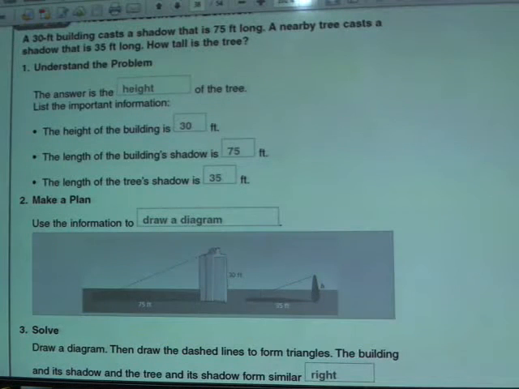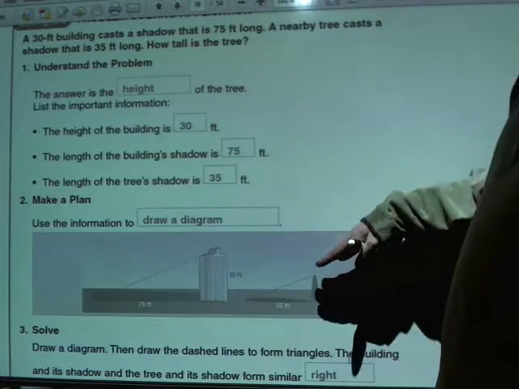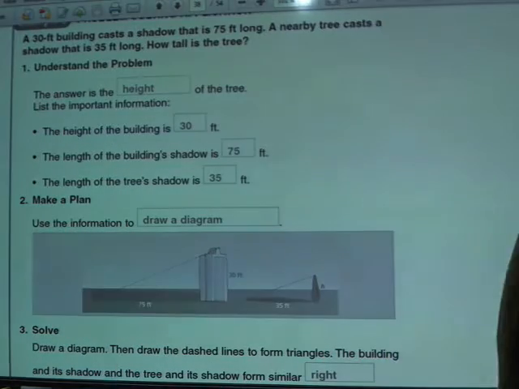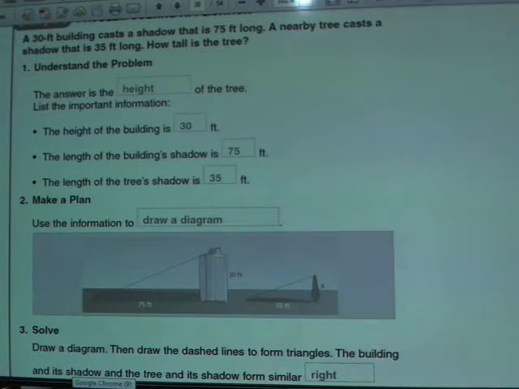That makes it a triangle. That line would actually be the sun's rays, because that's how we're going to be getting a shadow here. Okay, so let's see what information we've got. The answer to the question is going to be the height of the tree, because the final sentence, how tall is the tree, is what we're trying to find. The height of the building is 30 feet, given to us in the first sentence. The length of the building shadow is 75 feet, given to us in the first sentence. And the tree shadow is 35 feet long, given to us in the second sentence.